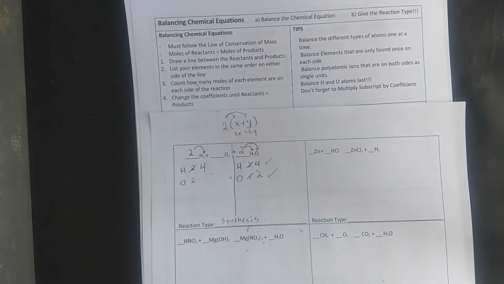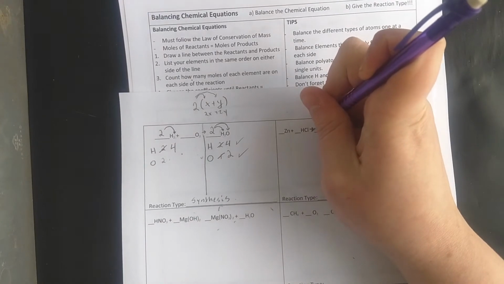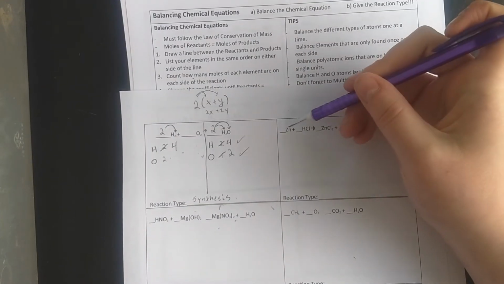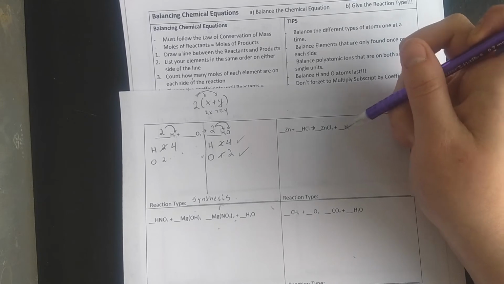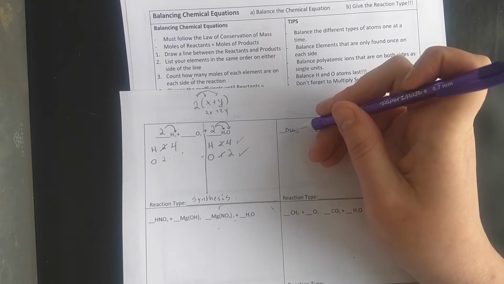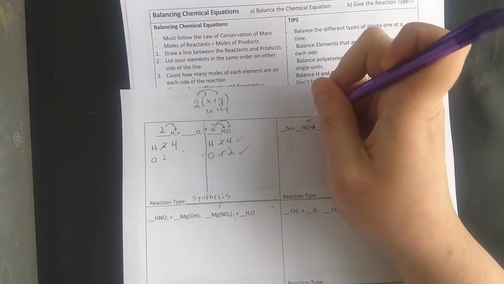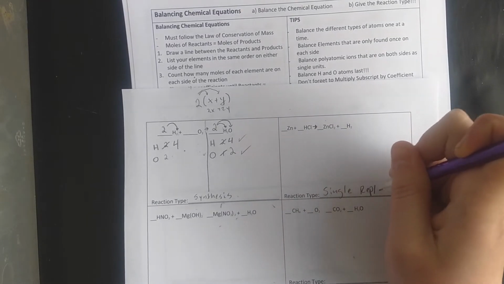Okay? Let's look at another one. If we look over here, I got to draw my arrow in because they didn't come up for some reason. Here I have an element and a compound. At the beginning, my element is by itself, zinc. But at the end, it's with chlorine and now hydrogen's by itself. Sorry about that, guys. If I have a single element coming in and switching with part of a compound, this is going to be a single replacement reaction. Okay? Single element switching in.